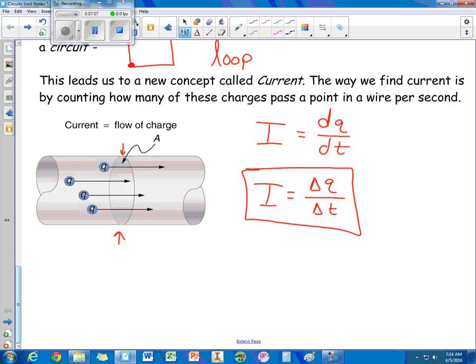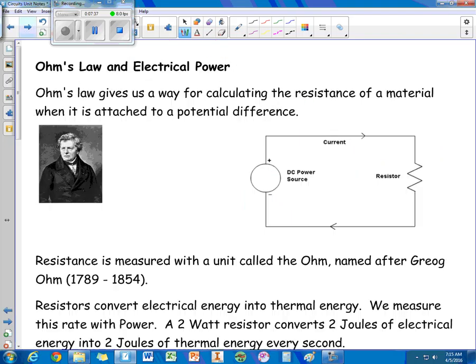Something else to consider, since this is charge over time, remember that charge is conserved. And since charge is conserved, that must mean that current must be conserved as well. So the electrical current must be conserved. That's going to play a part later on. Okay, now we can start wrapping all this together into something called Ohm's Law.